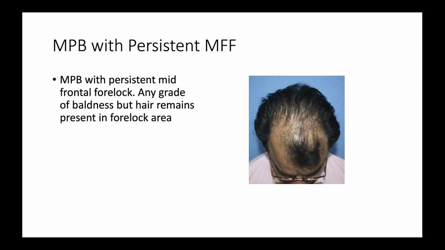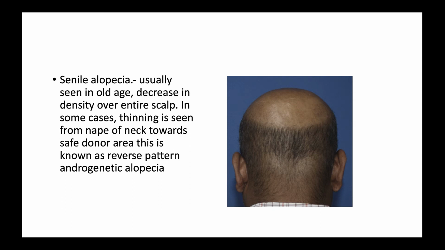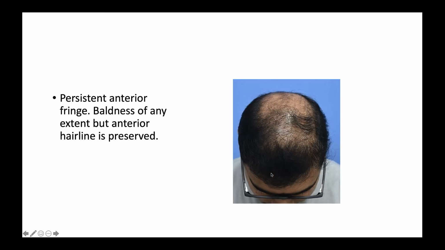Then male pattern baldness with persistent midfrontal forelock. The midfrontal forelock is present, but in the rest of the area you will see baldness. Another variation is the senile type, seen in old age, with decreased density over the entire scalp. In some cases, thinning is seen from the nape of the neck towards the safe donor area. This is known as reverse pattern alopecia, or retrograde alopecia. Another variation is a persistent anterior fringe with the rest of the area becoming bald. So it is a persistent anterior fringe type of baldness.